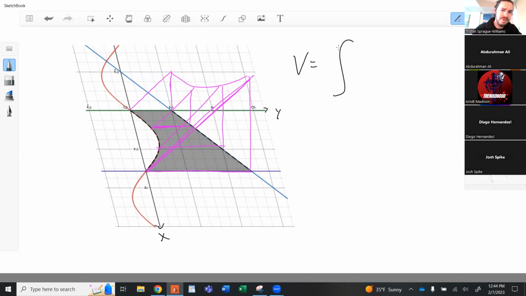Every one of these cross sections corresponds to an x value. That's the direction, we're slicing it perpendicular to the x-axis. So dx is the way we want to do the integral, right? Second, you figure out dx or dy.